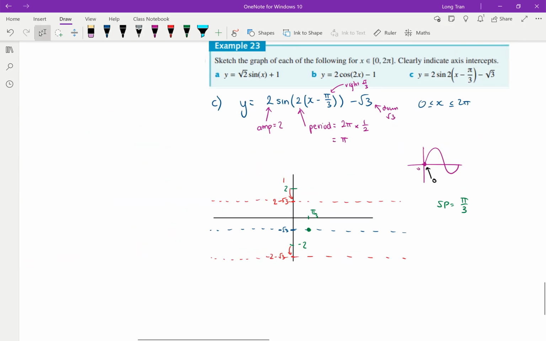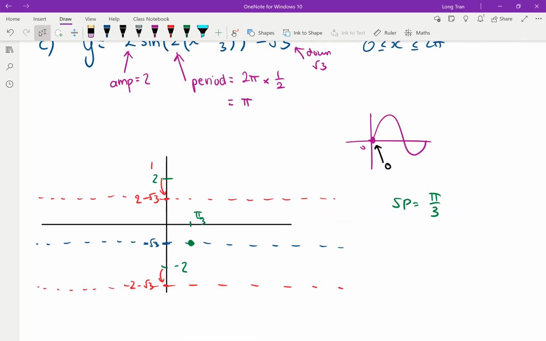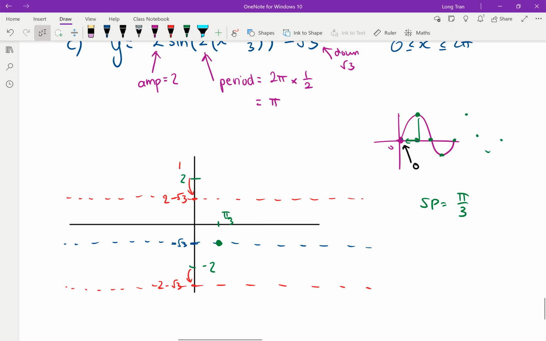Period, we knew, was pi. But your job is to find the next quarter cycle, because every quarter cycle you get from center to maximum to center to minimum to center to maximum to center to minimum to center, and it follows that pattern. So if you know how long it takes to get to each quarter cycle, you can predict what the graph looks like. So from here, the quarter cycle, QC, is pi divided by 4, because we're finding quarters, which is pi on 4.